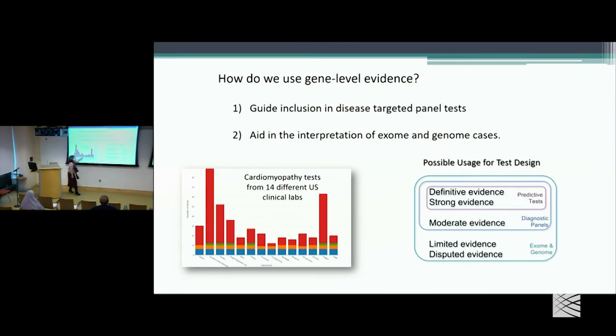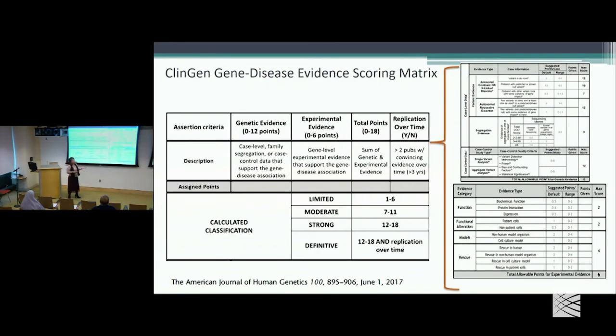And just by way of the challenges here, this is a figure that shows the number of genes included in clinical panels for cardiomyopathy testing across 14 US clinical labs. So you've got some labs with 90 genes, other labs with 15. So huge variability. And that's in part because people aren't systematically looking at gene level evidence and making good decisions about what gene has enough evidence to be put into a clinical test. So that's what we're trying to help with to some degree.